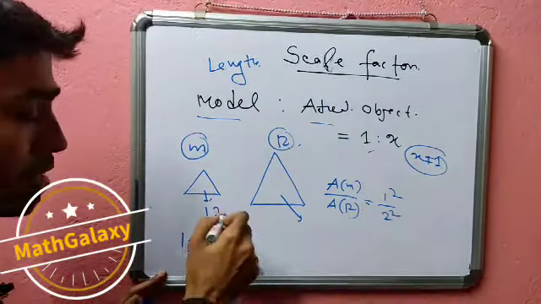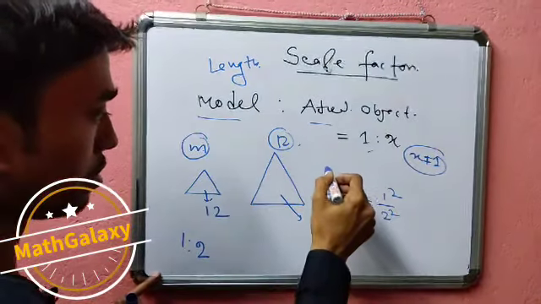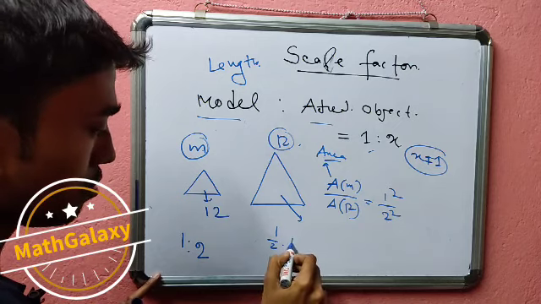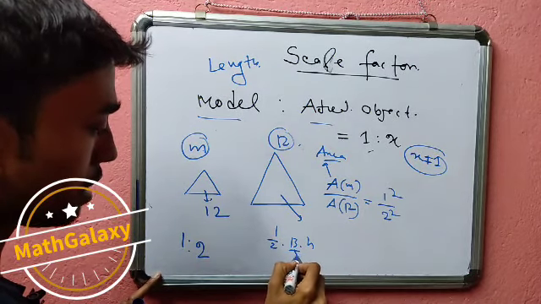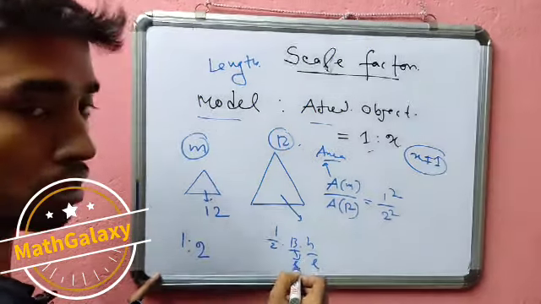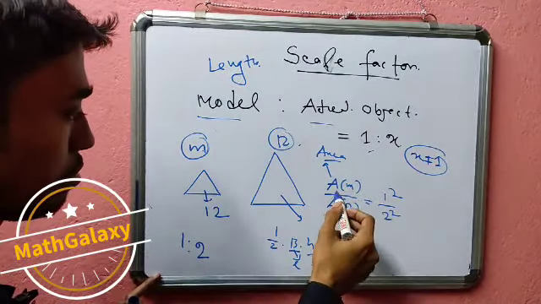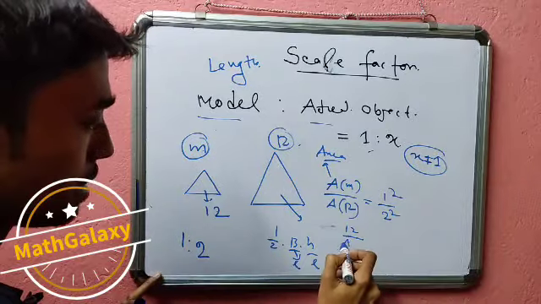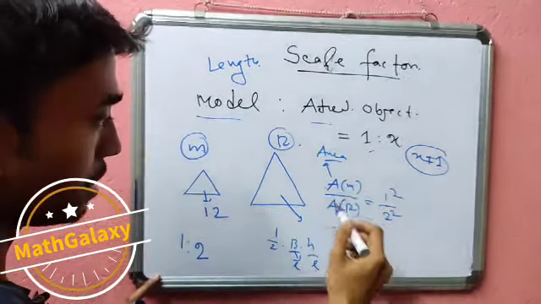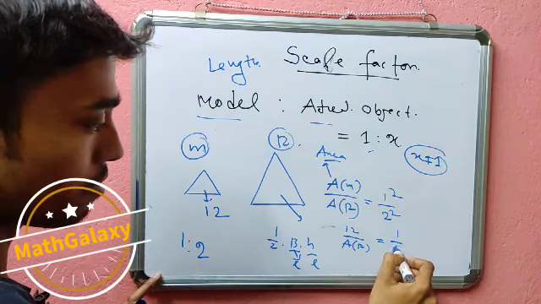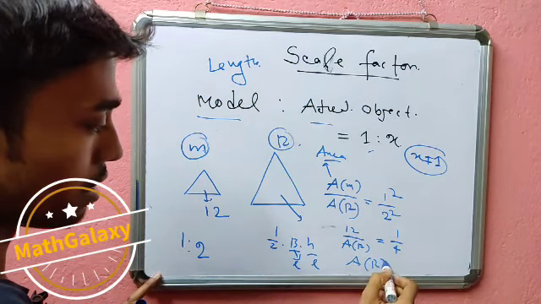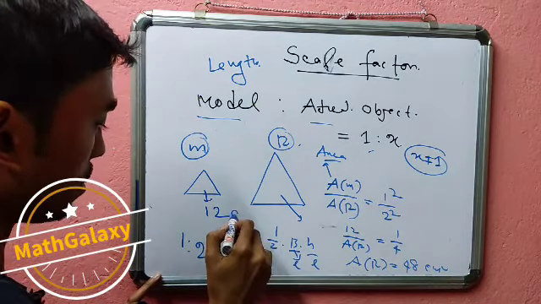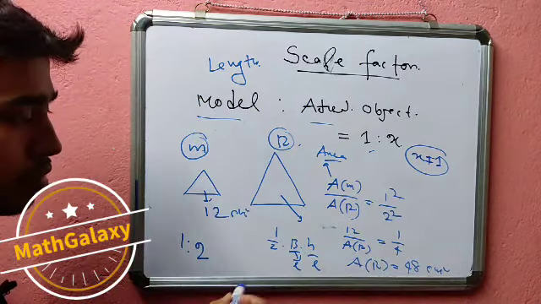And why? Because area is a 2-dimensional object. The formula of area is half into base into height. So there is one length and there is another length. That's why it is squared. Now you see that the area of the model is given as 12. So 12 by the area of the real object is 1 by 4, and you see that A of R is equal to 48, of course in centimeter square. So that is what it is.